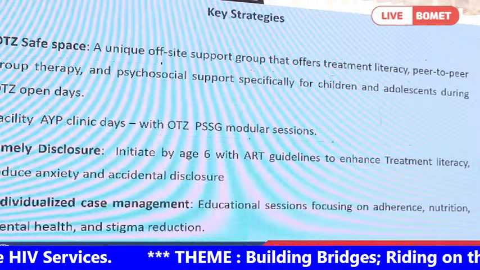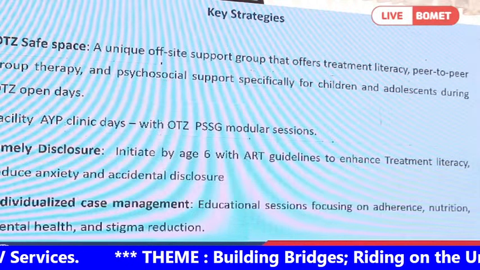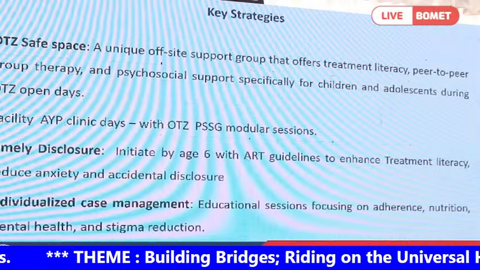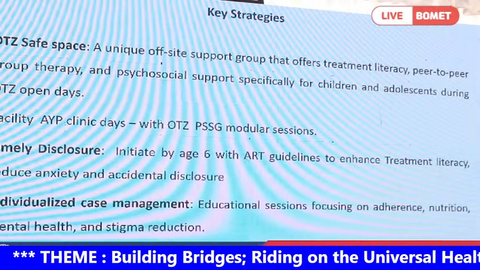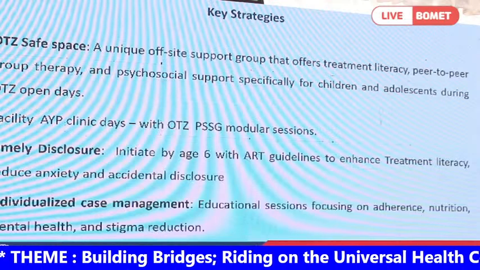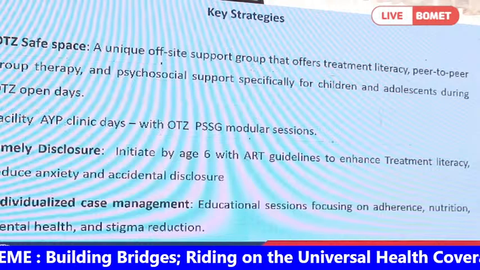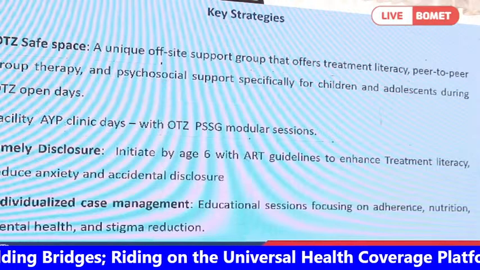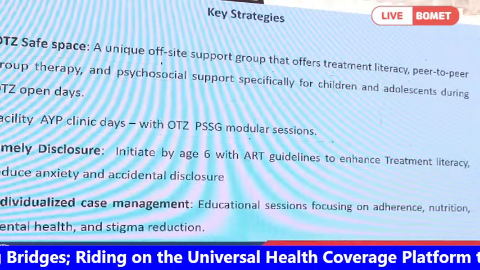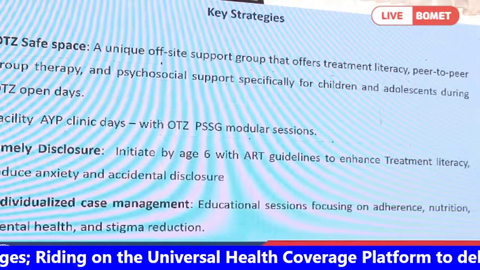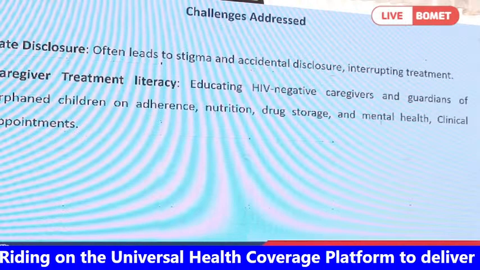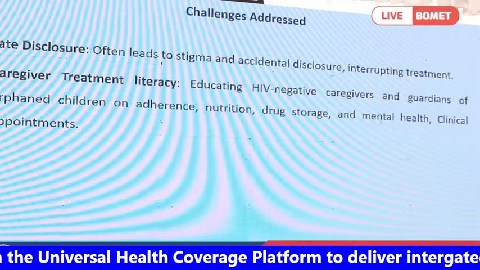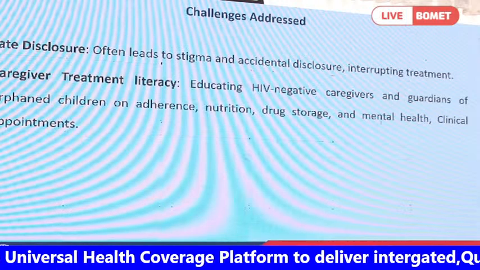Timely disclosure was also another key. We know that disclosure is a process, and starting earlier, from between 9 to 12 years, is really the key, because if you delay to up to 15 years, you will get a lot of challenges, as these children need to cope with the disclosure process and overcome the stigma. Another one is individualized case management. When these children are not yet suppressed, you ensure that you do the EAC and assign a case manager to go through these children so that they can overcome the stigma.